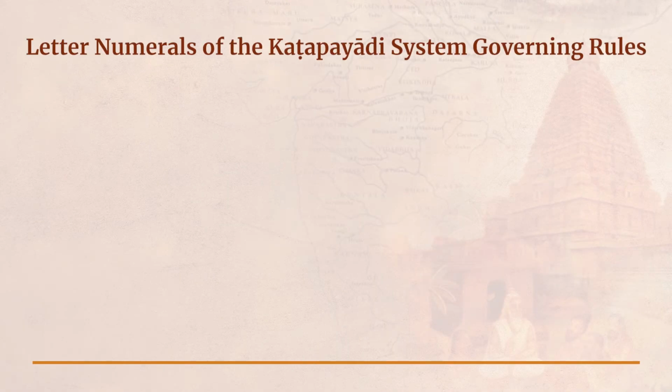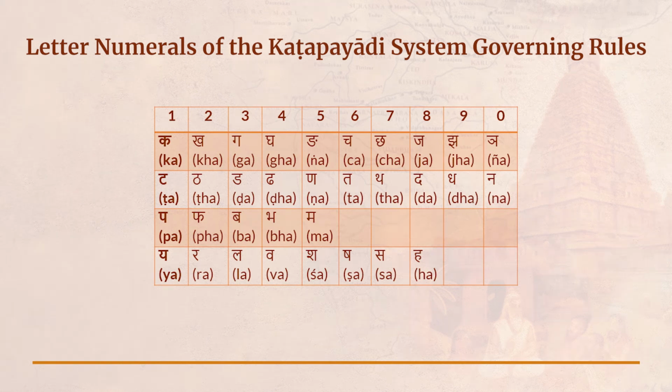Now, let us look at some specific examples. First, let us look at the table, and then we will look at the specific examples to understand the Kaṭapayādi system. What you see here is the table which has the Kaṭapayādi system, and for example, ka means 1, kha is 2, ga is 3 and gha is 4.